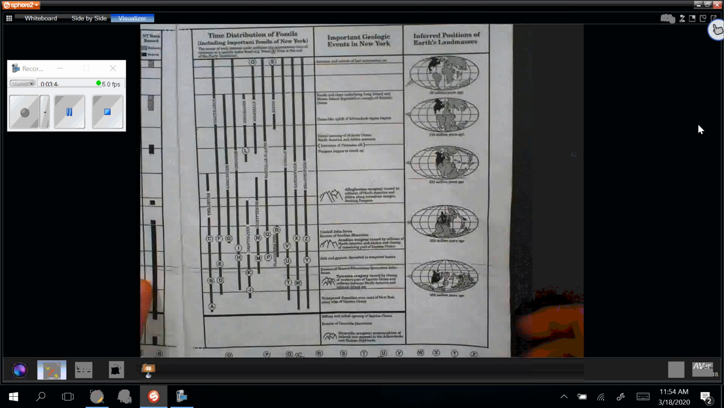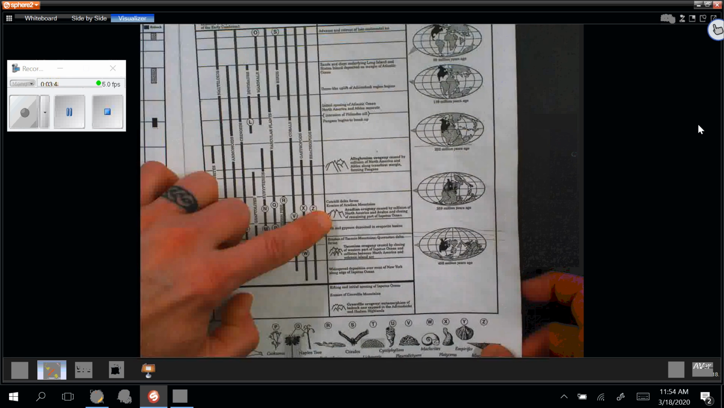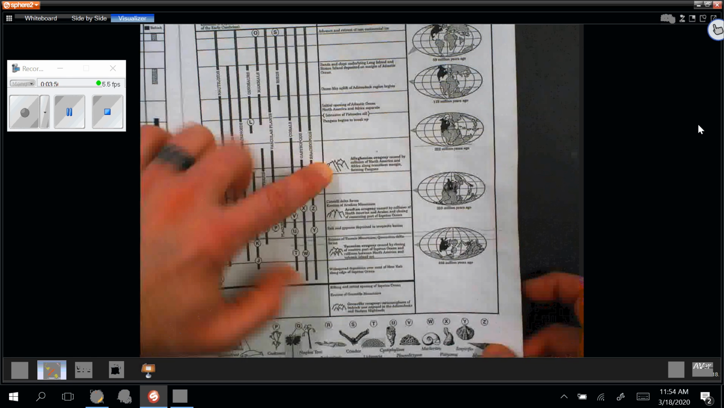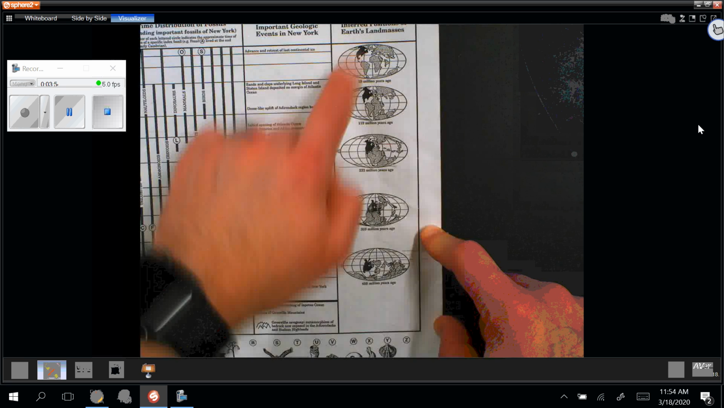We've got some important geologic events, 4 major times when mountains were being built, and then this shows the location and when North America was where through history.